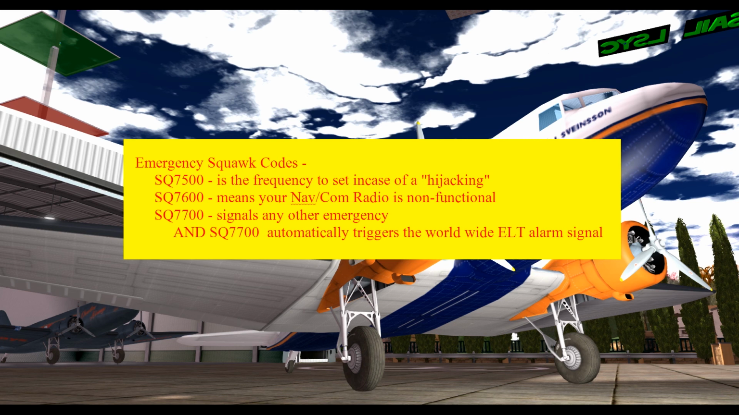Emergency squawk codes. There are squawk code frequencies that have been set aside for pilots to communicate problems about onboard conditions. When you change your squawk code to these frequencies, they automatically have these meanings in the system. SQ7500 is the frequency to set in case of a hijacking. SQ7600 means your NAVCOM radio is non-functional. SQ7700 signals any other emergency, and Squawk 7700 also automatically triggers the worldwide ELT alarm signal.